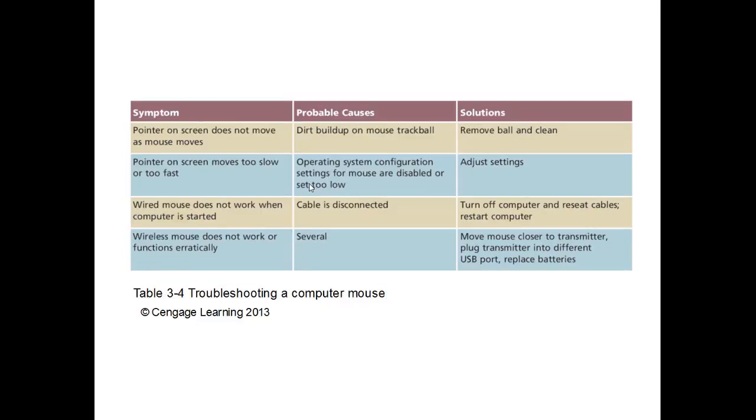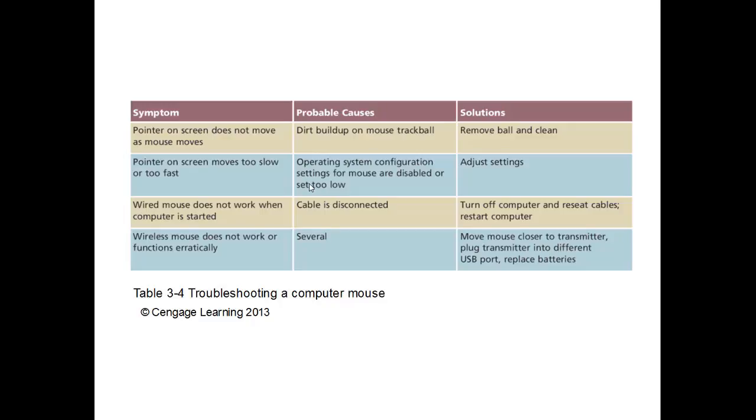On this table we have troubleshooting issues regarding a computer mouse, such as the pointer on the screen doesn't move as the mouse moves. This could be due to a buildup of dirt on the trackball of the mouse. Of course, the solution would be to clean out that dirt so the trackball is able to move more freely. The pointer on the screen moves too slowly or too quickly. The configuration settings for the mouse may be turned off, or they may be too sensitive.